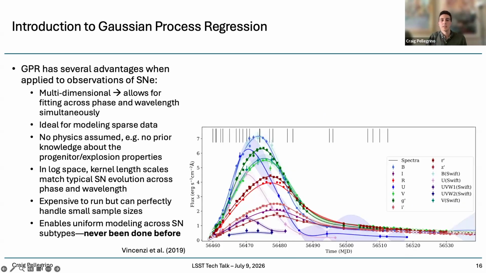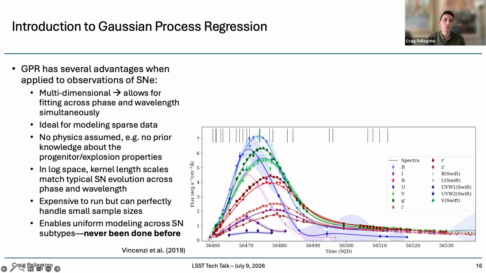So when this is applied to the photometry of supernovae in particular, there are several main advantages. The first is that Gaussian process regression is very easily extendable to multiple dimensions. For our cases, this allows us to fit across both phase and wavelength simultaneously. This is also ideal for modeling sparse data. For example, if you don't have much data in a certain filter, Gaussian process regression can again give you robust uncertainty estimates.